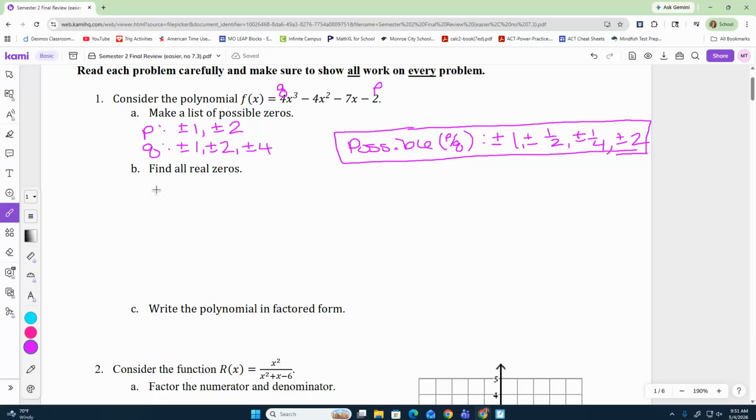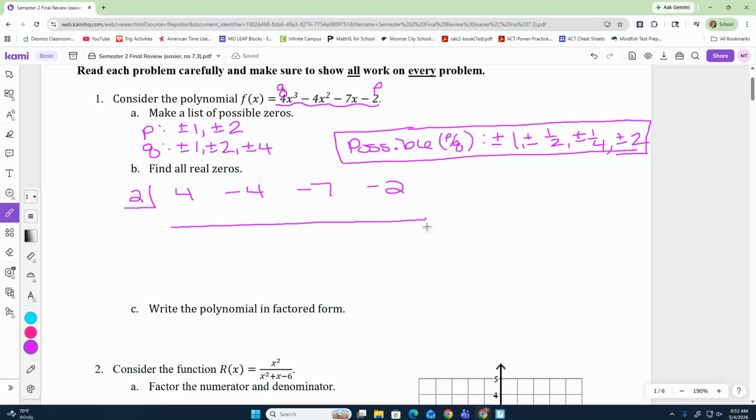Then to find our real zeros, first we have to find one that works. So we're taking these numbers, plugging them in until we find something that makes it equal 0. Which one makes it 0? 2. Then we did synthetic division with that. Okay, you have to be able to show your work here. If you just write down the zeros at the end, you don't get the credit.